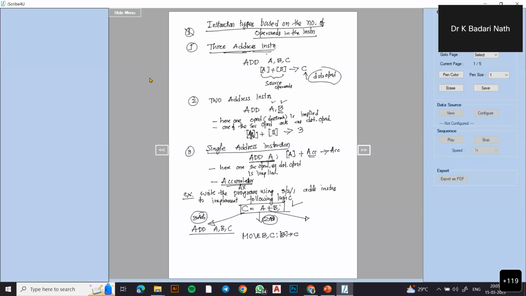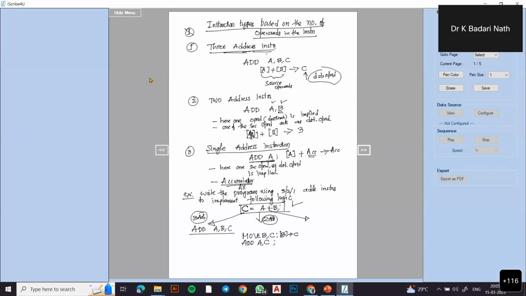Anyway, I require to store my answer in C. So that is why I am moving one of the operands, let's say B, into C. Then after that, I'll perform the add operation. Add. So what is the other number? A. Since one number is already moved into C, I say A, C.